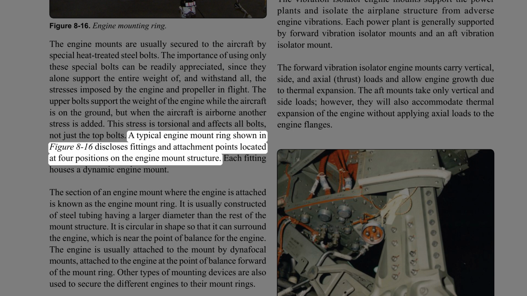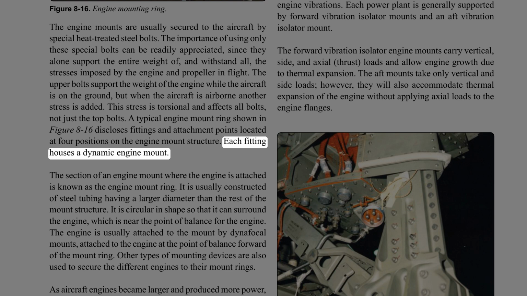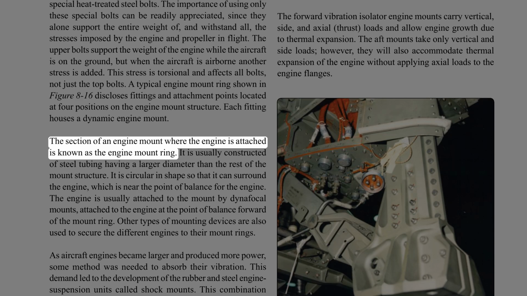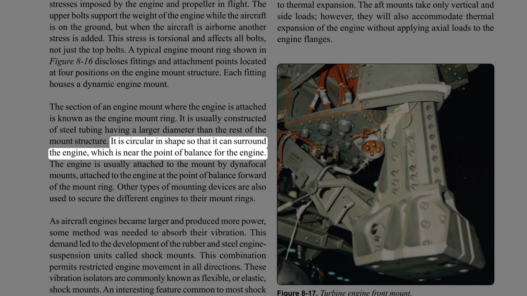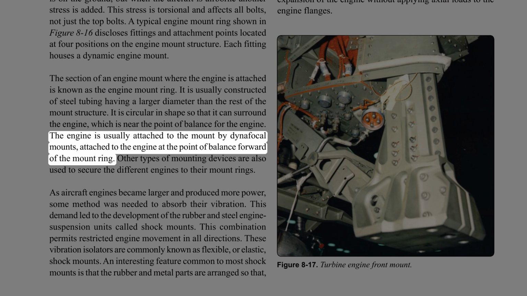A typical engine mount ring shown in Figure 8-16 discloses fittings and attachment points located at 4 positions on the engine mount structure. Each fitting houses a dynamic engine mount. The section of an engine mount where the engine is attached is known as the engine mount ring. It is usually constructed of steel tubing having a larger diameter than the rest of the mount structure. It is circular in shape so that it can surround the engine, which is near the point of balance for the engine. The engine is usually attached to the mount by dynafocal mounts, attached to the engine at the point of balance forward of the mount ring.